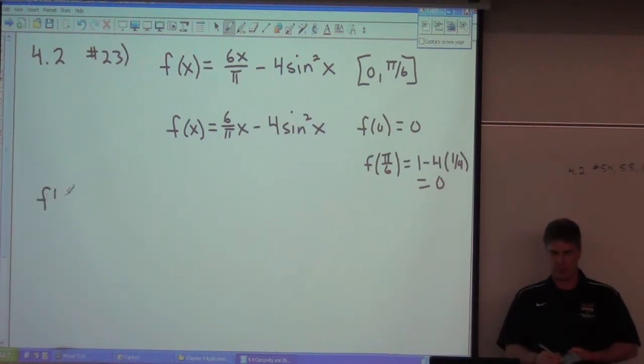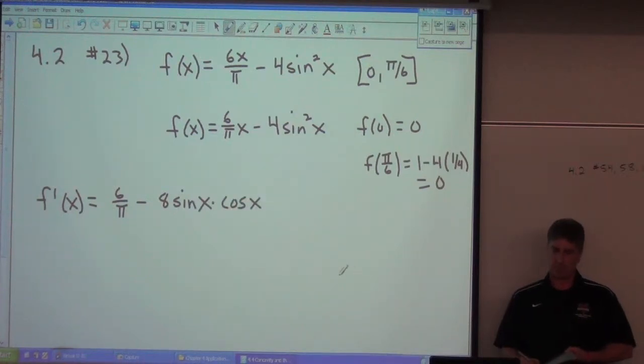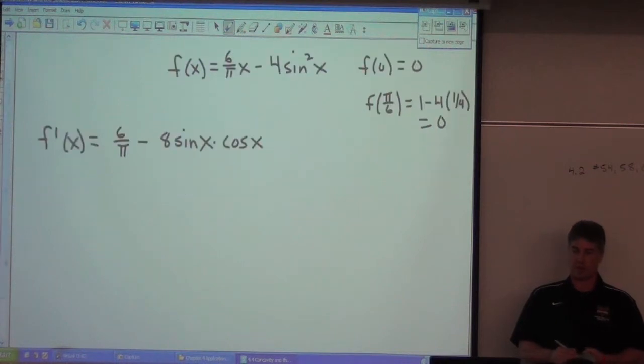So we take the first derivative. Derivative of 6 over pi x is 6 over pi. Minus, we're going to have to do the chain rule here, so 2 times 4 would be 8, sine of x times the derivative of sine, which is cosine. So we want to set that equal to 0.